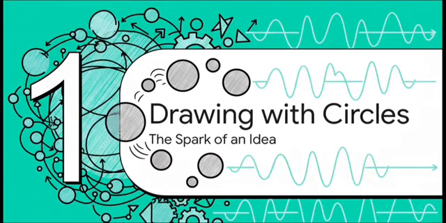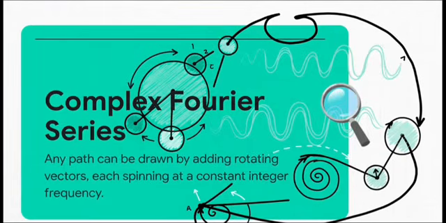Let's get right into it and dissect the math behind that amazing animation we just saw. So what you were seeing is something called a complex Fourier series. The core idea is that basically any path in 2D space can be built by adding up a bunch of simple rotating vectors. Think of it like a recipe. Each vector has a size, a starting angle, and a constant spinning speed. By choosing just the right combination, the right recipe, the tip of that final vector can trace out almost any shape you can imagine.